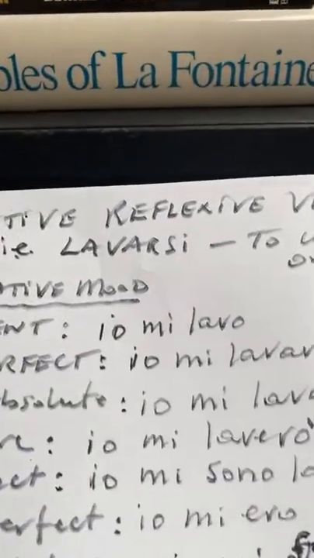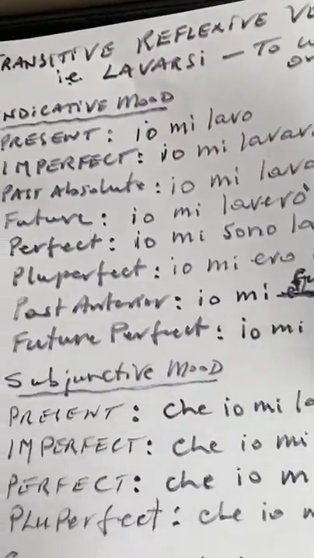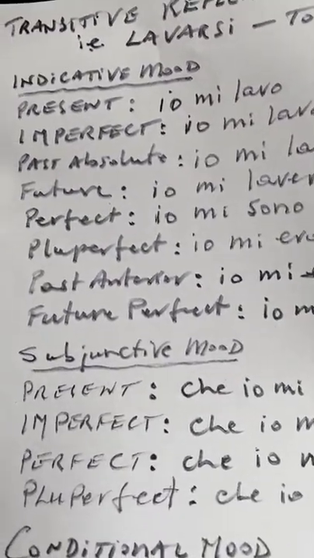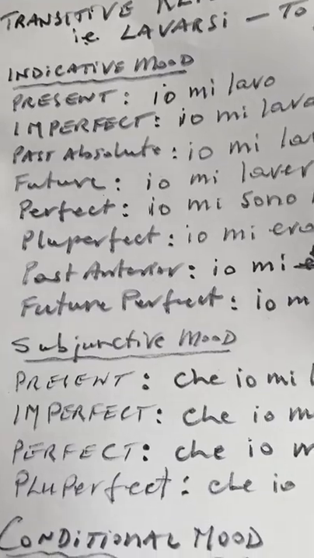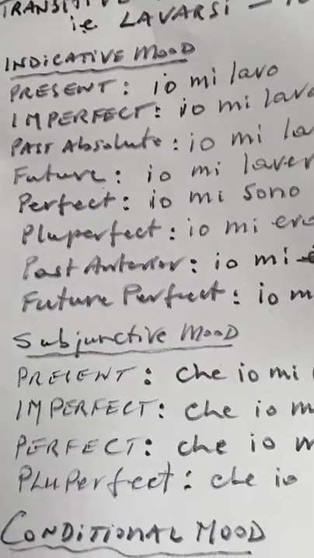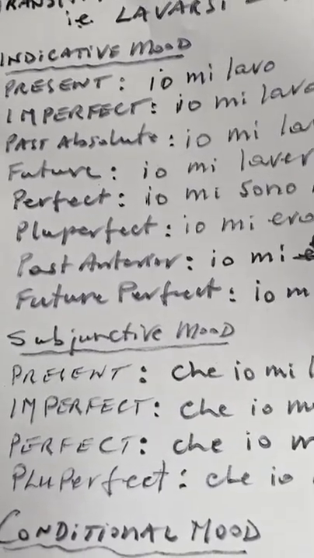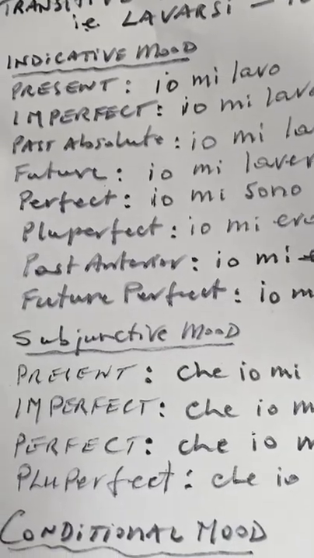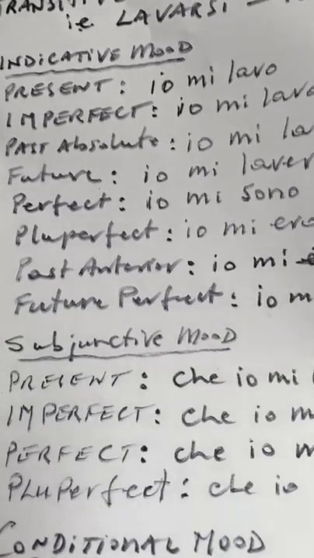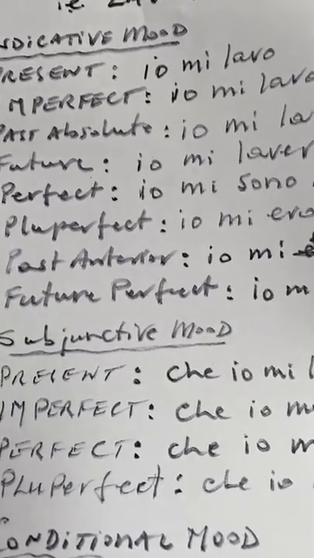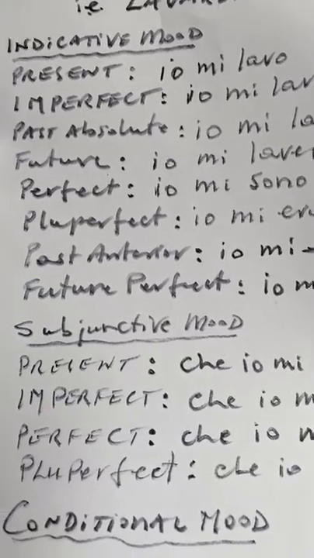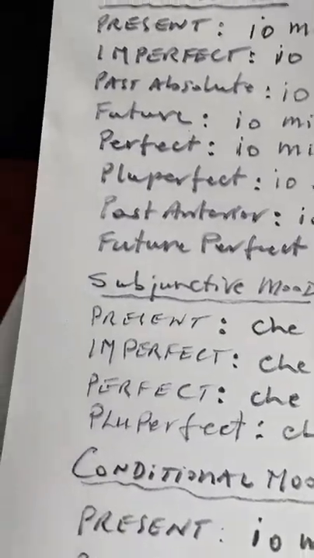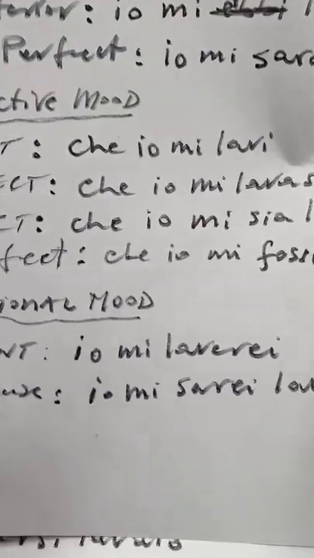Notice here, with the reflexive verb, lavarsi, that's me. Say the present imperfect, past absolute, future perfect, pluperfect, past interior, future perfect. They always use the same pronoun. Mi, ti, si, ci, vi, si. That's it. And the subjunctive mood, the same thing.